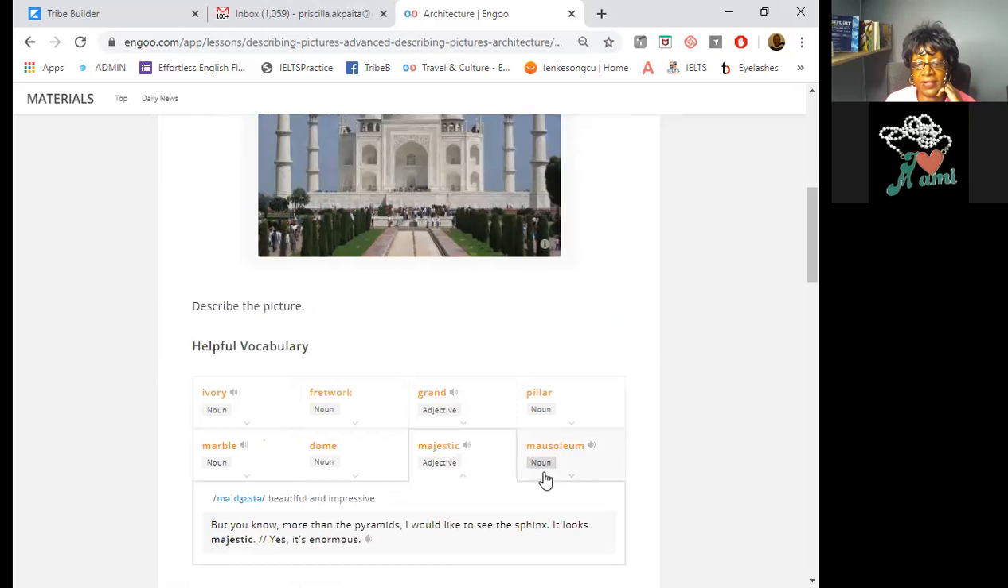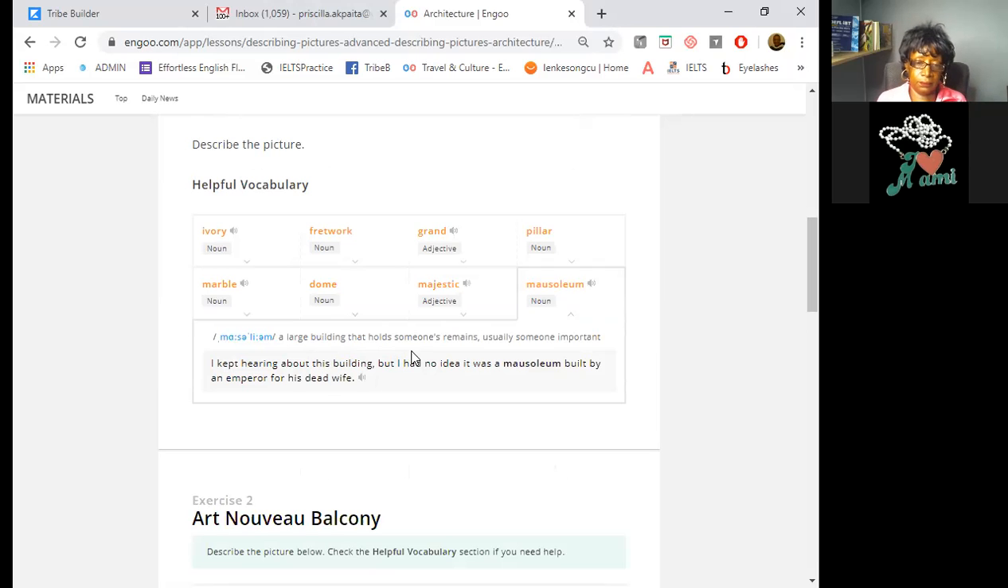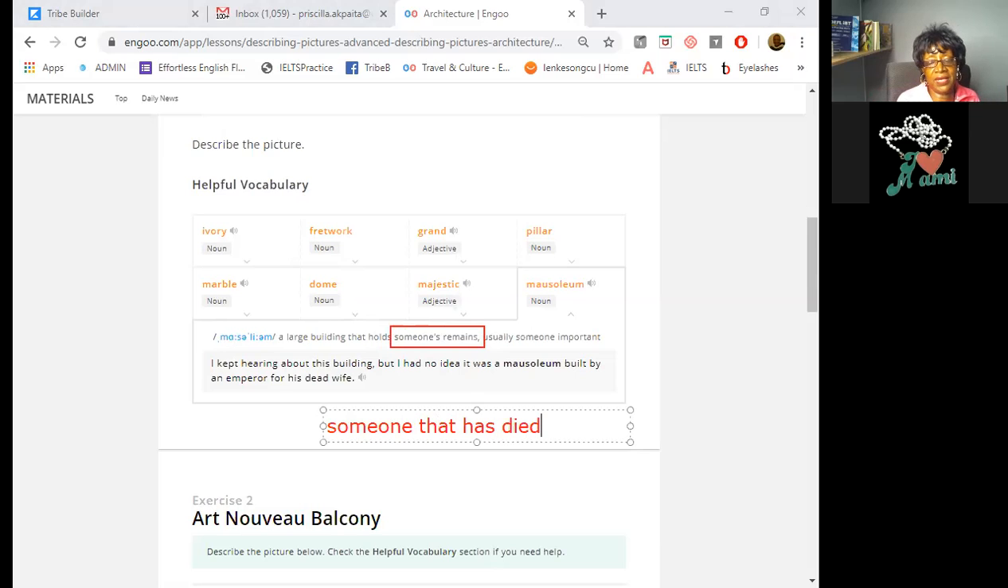And then the last one is mausoleum. Can you read it for me? A large building that holds someone's remains, usually someone important. What is the definition of remains in this sentence? What does it mean, someone's remains? Someone that has died. Yeah, they're dead. A dead person's body is someone's remains. Okay, it just means that this is all that is left. The remains. Someone that has died.